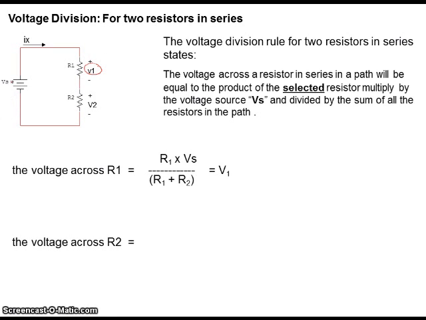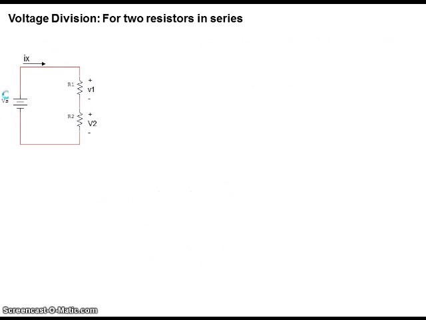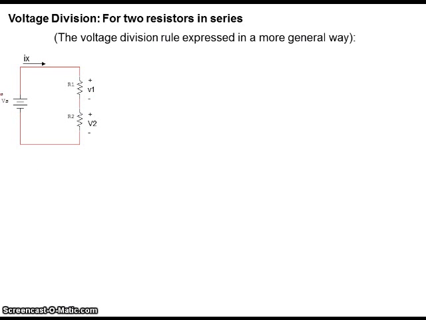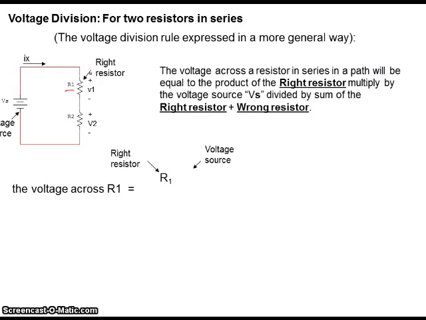If I want to find the voltage across resistor R sub 2, then following the rule, the selected resistor R2 must be multiplied by the source voltage and then divided by all the resistors on the loop. And that will give us V sub 2. So the voltage division rule can be expressed in a more general way, something like this. The voltage across a resistor in series in a path will be equal to the product of the right resistor, in this case R sub 1, multiplied by the source voltage divided by the right plus wrong resistor, and that will give us the voltage V1.